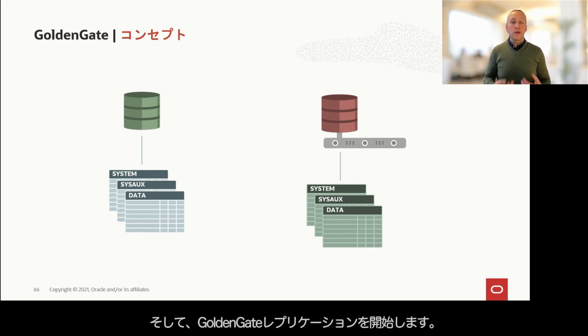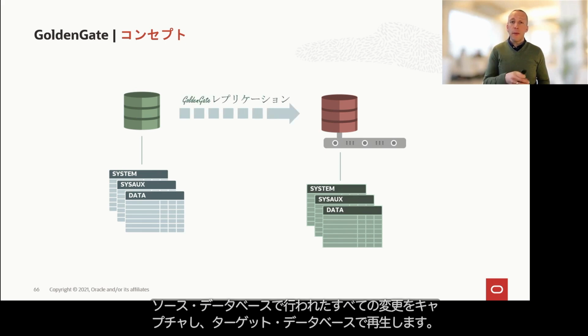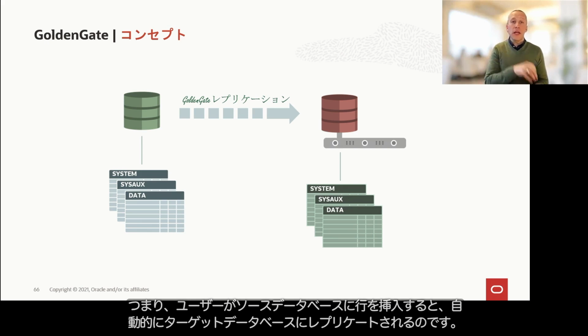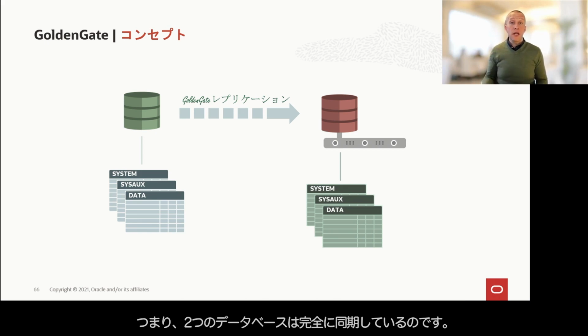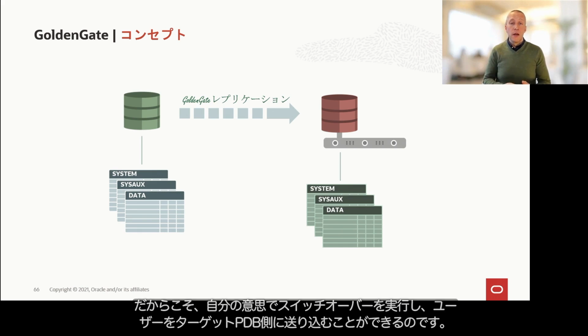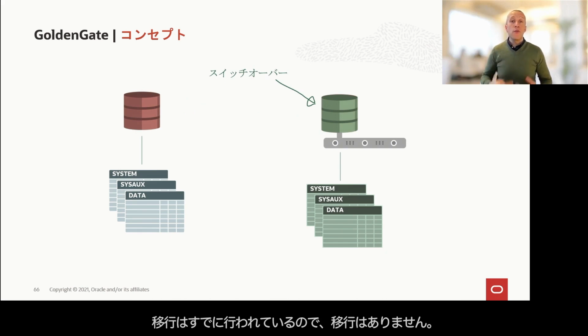And then we start GoldenGate replication, which captures all the changes that are made on the source database and replays them in the target database. So when a user inserts a row in my source database, it gets automatically replicated to the target database. So the two databases are kept in perfect sync, which is also why at your will, you can simply perform a switchover and send the users into your target PDB. And that's all it takes. There is no migration because it has already happened. The data is being streamed into our new PDB.